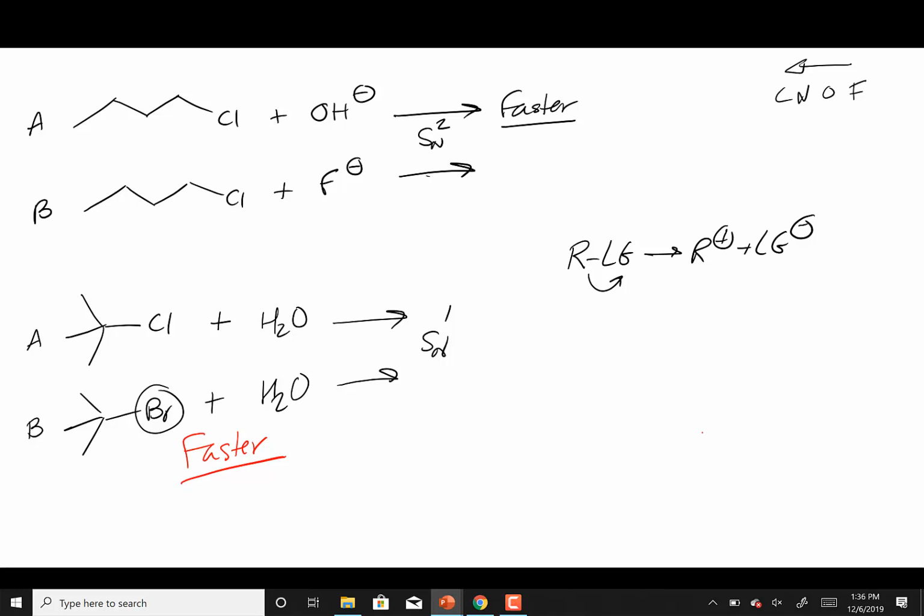Give you one more. Which one of these two reactions is going to go faster? Same rate. These are going to go by the same rate.